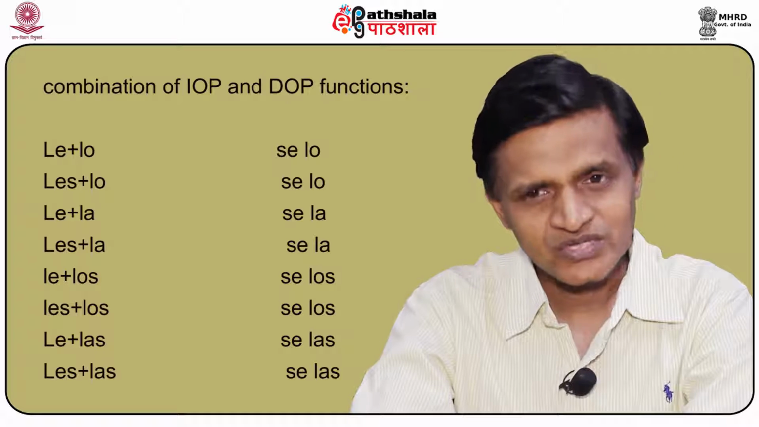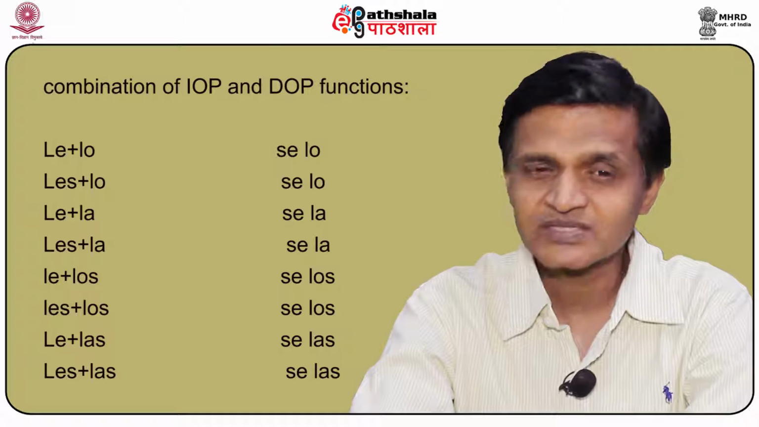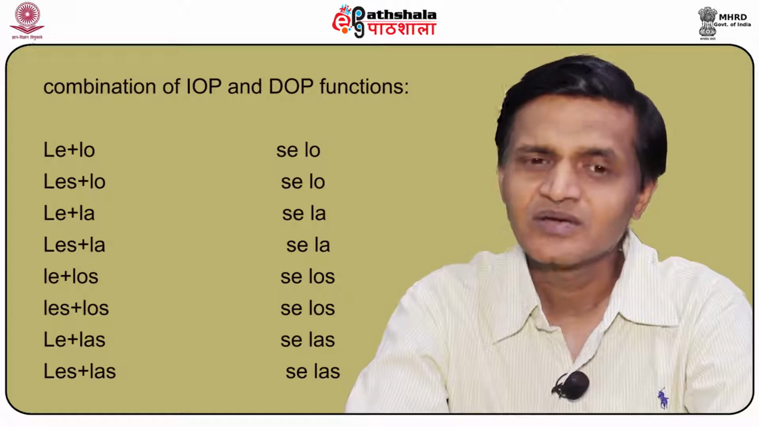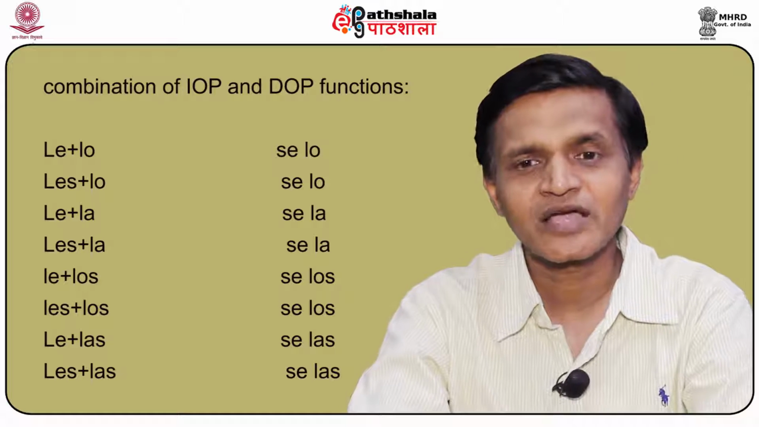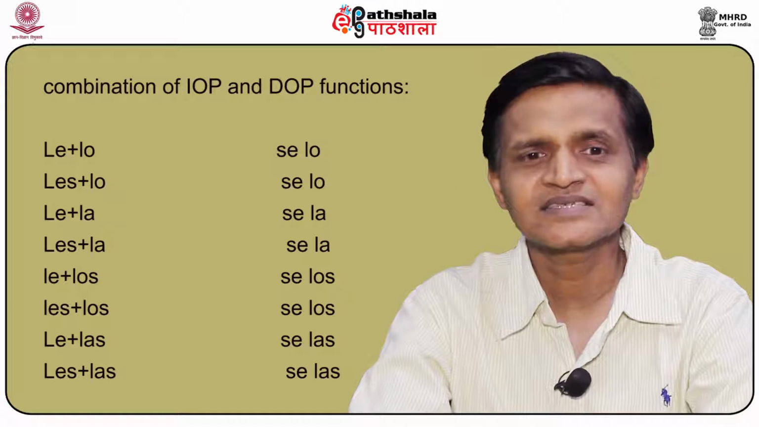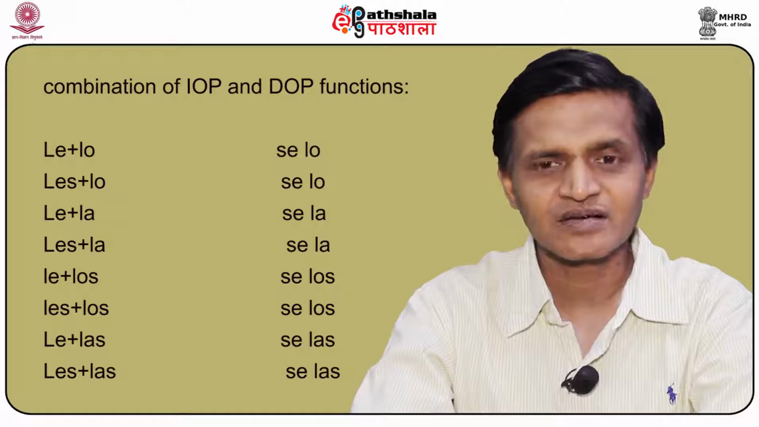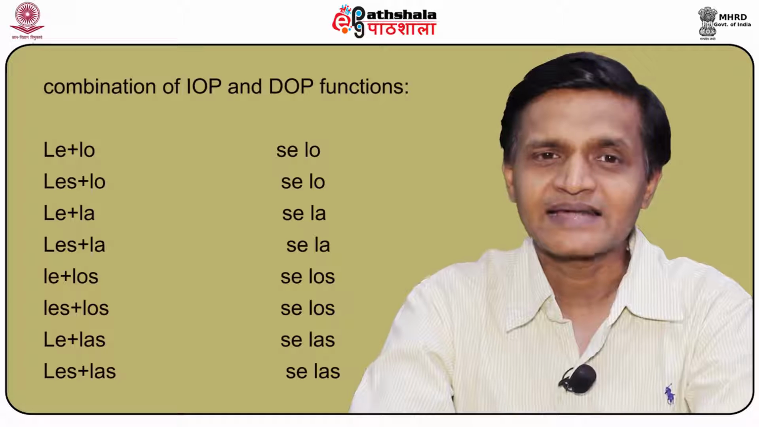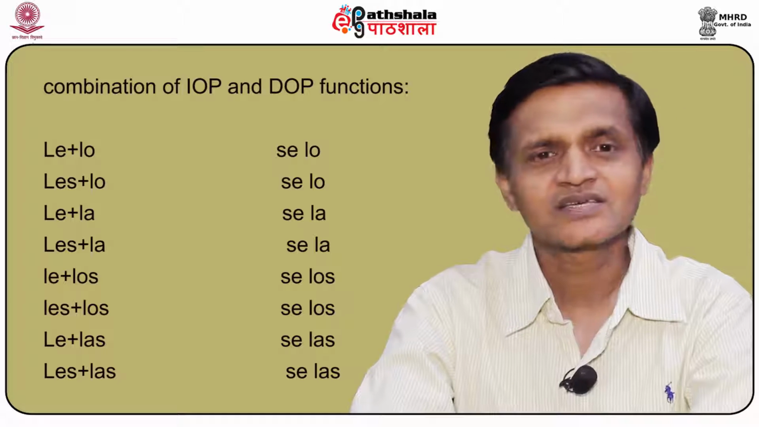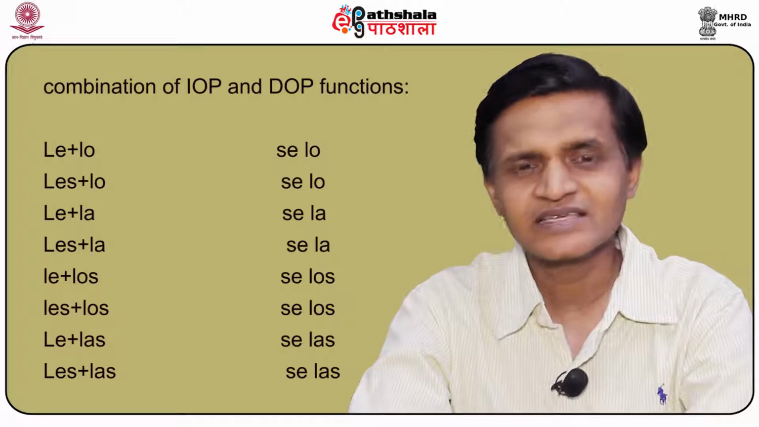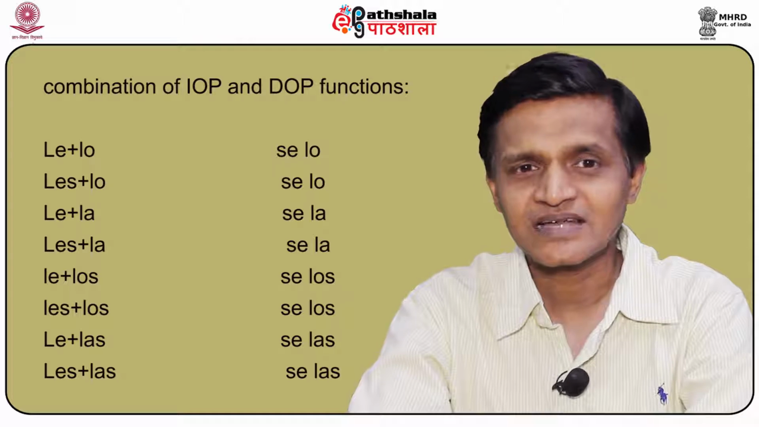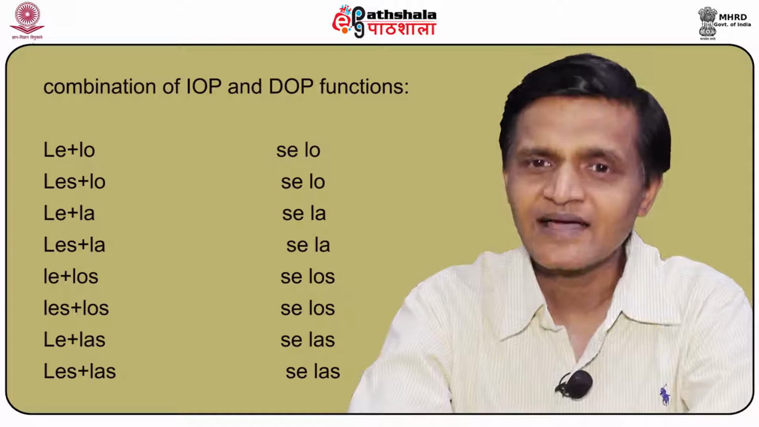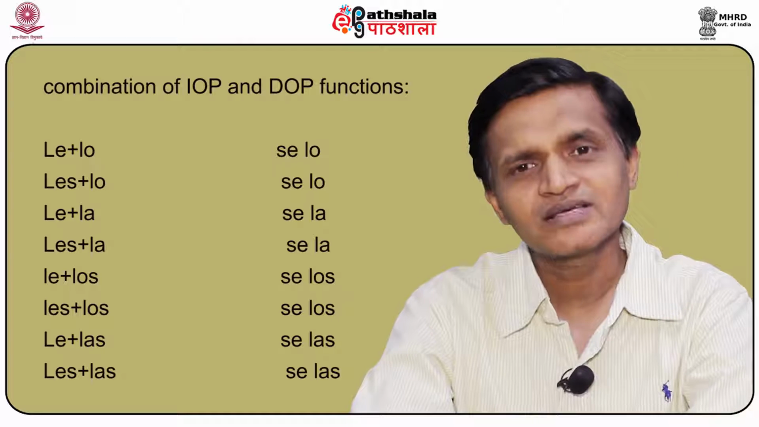When le and los come together, it becomes se los. When les and los come together, it becomes se los. When le and las come together, it becomes se las. And when les and las come together, it becomes se las. This is the rule that le lo cannot exist, les lo cannot exist, le la, les la cannot exist. It always has to be se lo, se la, se los, or se las.